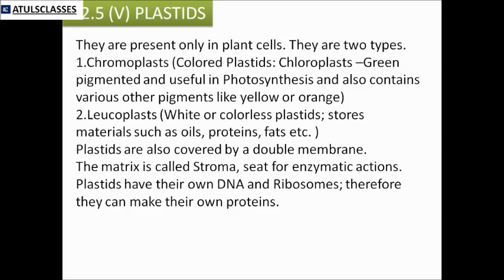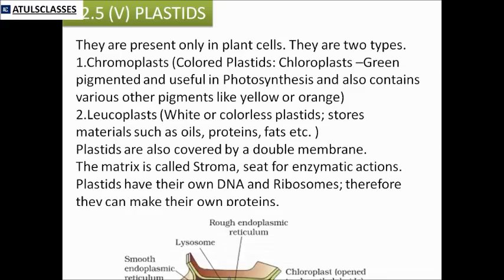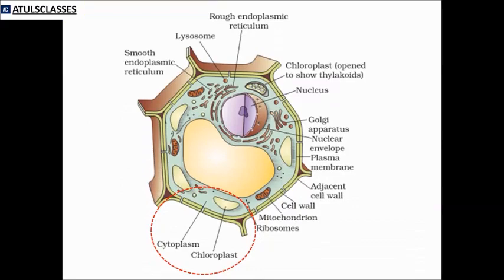Plastids are also covered by a double membrane, as in mitochondria. They have their own DNA and ribosomes, so they don't depend on the nucleus and can make their own proteins. Here you can see they are only in the plant cell, not in the animal cell.